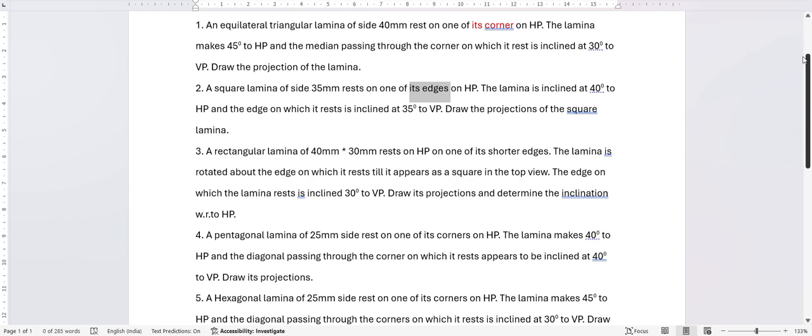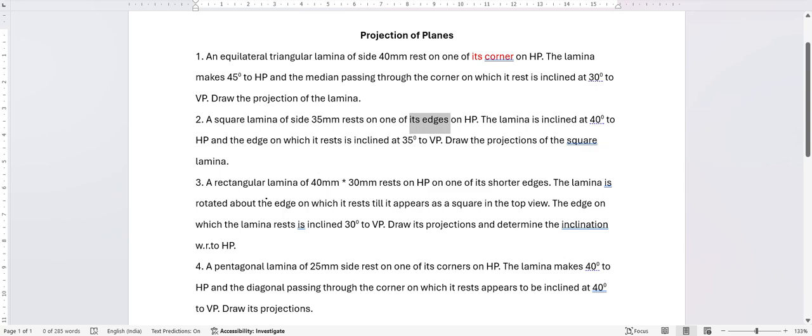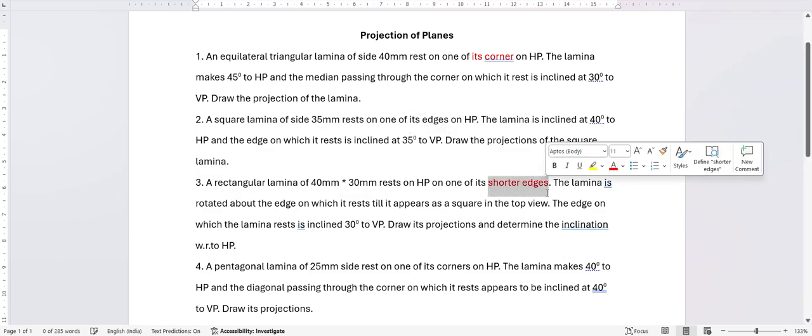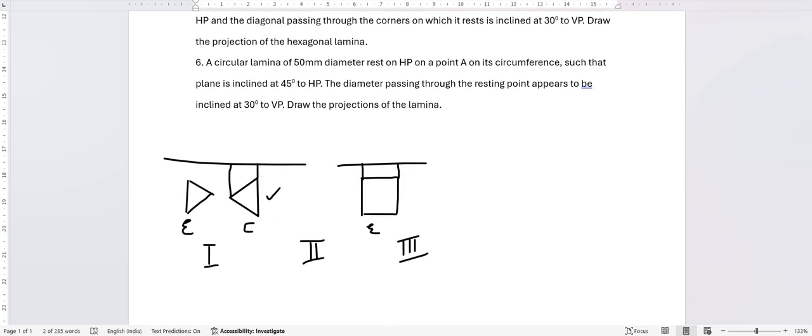So in the next problem, a rectangular lamina of 40 by 30 mm resting on one of its shorter edges. See, shorter edge means the smaller edge is on the vertical side. Okay, so this is the edge condition, with this shorter edge you have to draw. Okay, XY line, and you have to project, and next you have to continue.